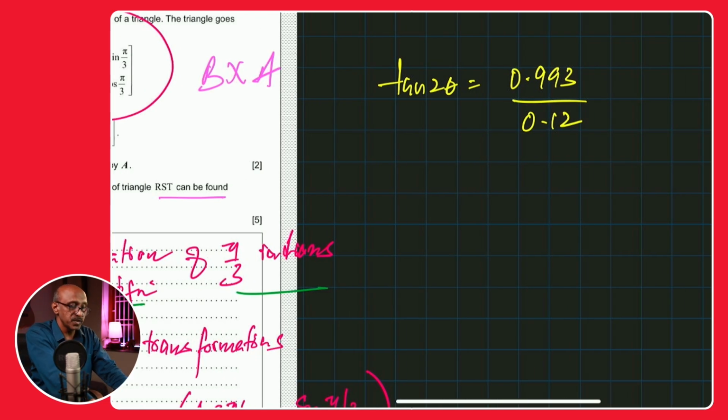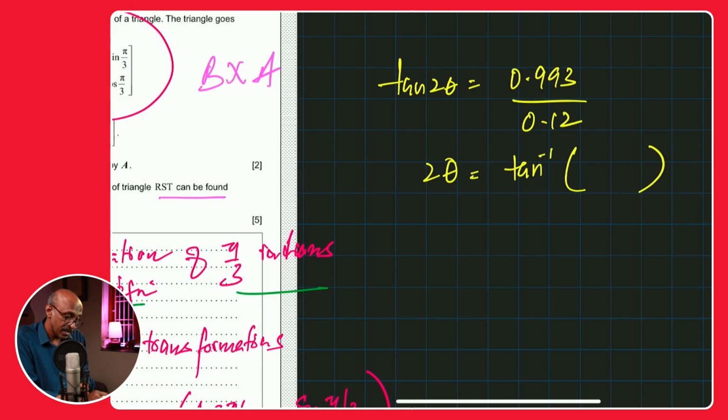So jump over to the calculator, and I'll just show you the sequence of steps. The value you're going to get is tan 2 theta. We're going to find the tan inverse, or arctan as they say, of the answer that you're going to get. That'll be 2 theta. So when you divide 0.993 by 0.12, you're going to get the value of tan 2 theta, and then when you find the arctan of that number, you're going to get 2 theta. You've got to divide that by 2, because you're going to find tan of half of that value. That might be a little too confusing right now. Let me just do it.